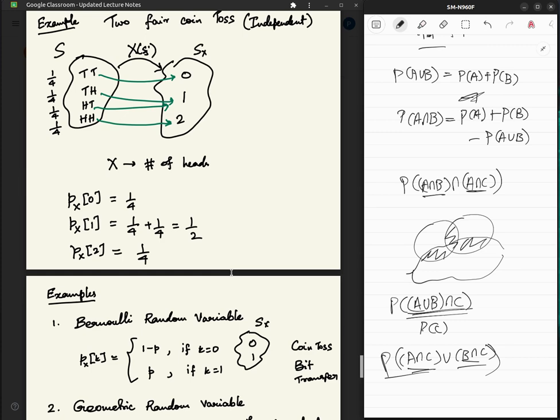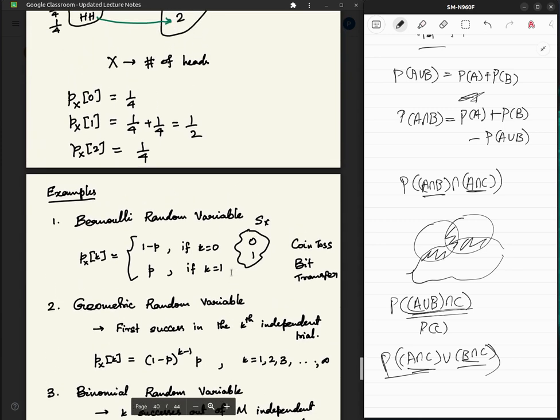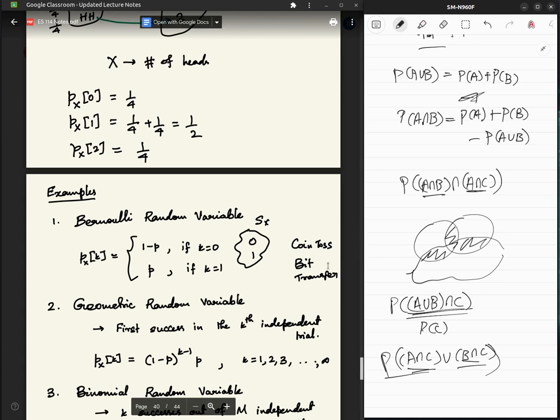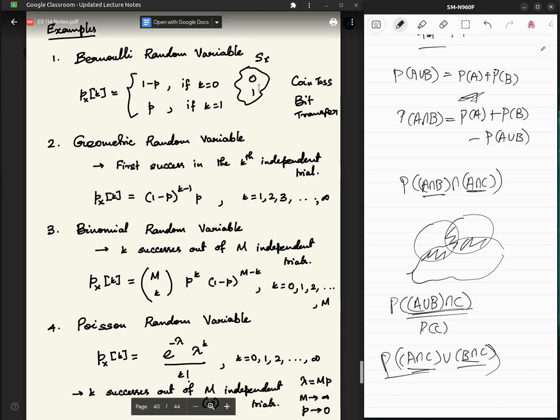Bernoulli random variable. Okay, this is equal to 1 minus p for k equal to 0 and equal to p for k equal to 1. Oh, okay, so it's like a coin toss, but it's unfair basically. What is this bit transfer stuff? I don't know what's going on. So it's an unfair coin toss happening over here. So probability of tails is 1 minus p, probability of head is p, something like that.